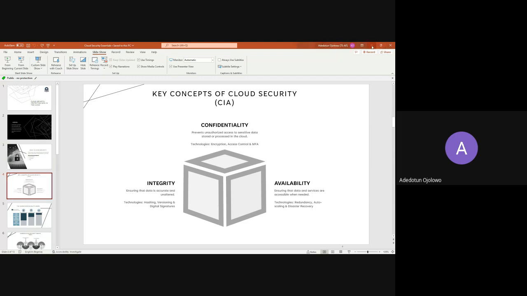Has anyone here heard of the CIA triad? I don't know if everyone is familiar with that.